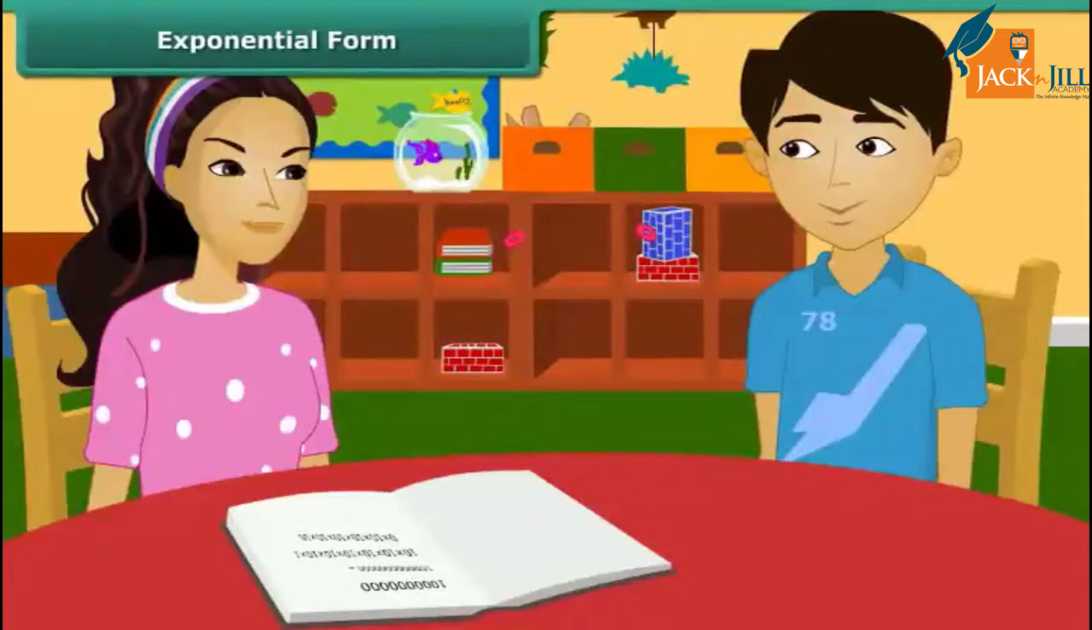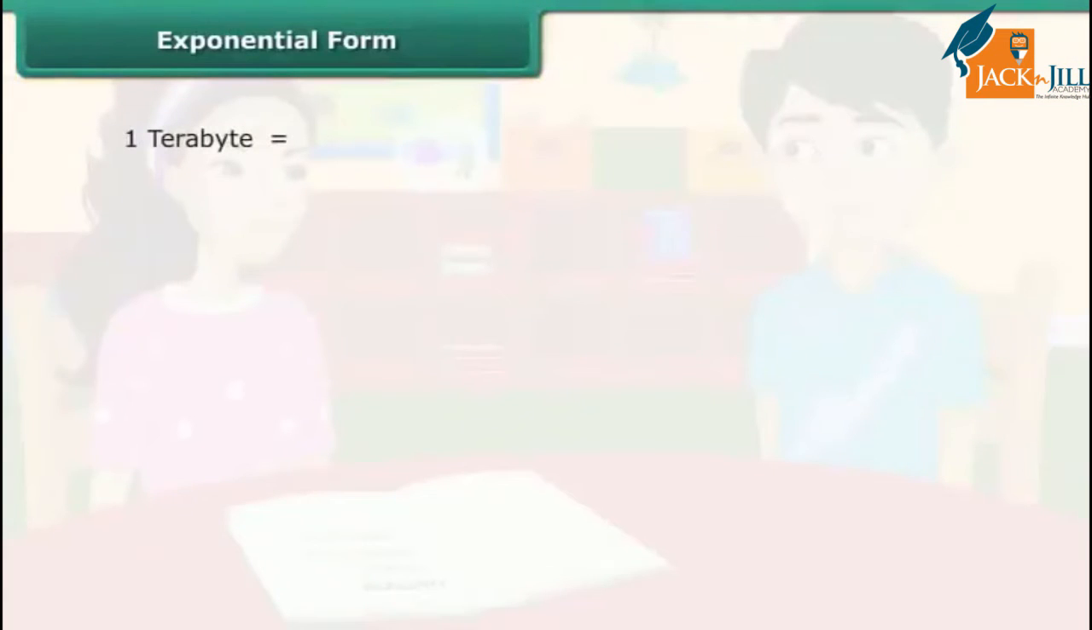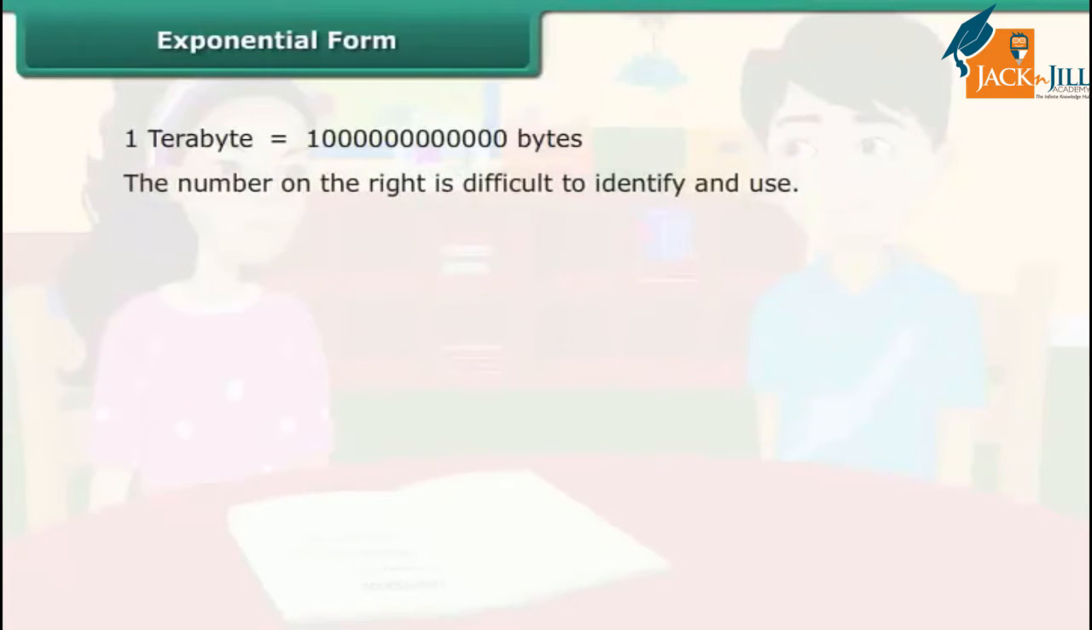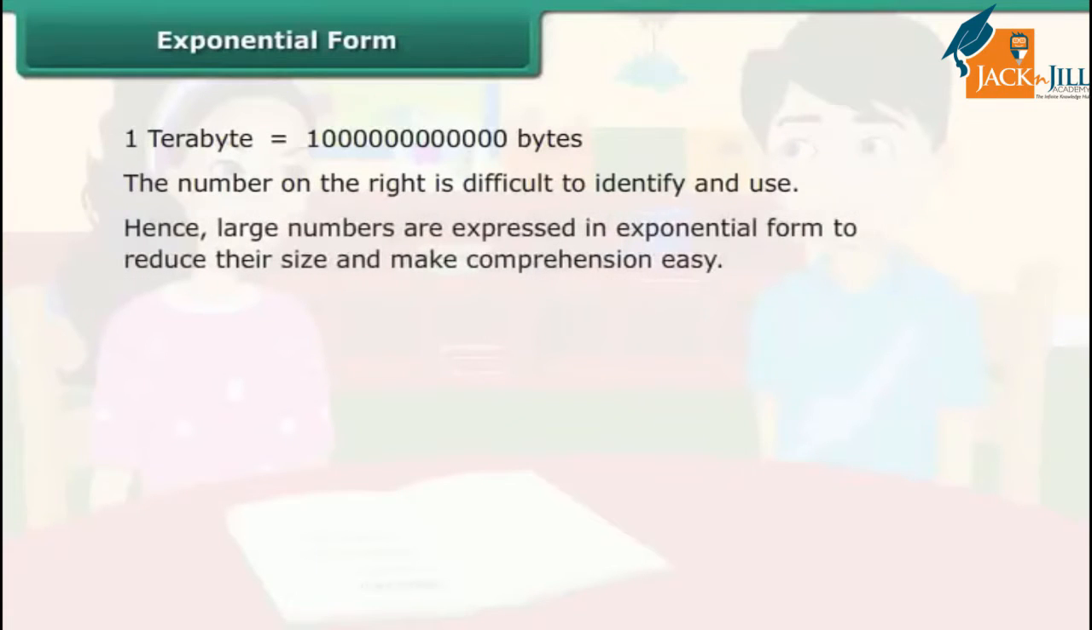Exponential form. You heard Dhruv tell Varsha that 1 terabyte is equal to 1 followed by 12 zeros bytes. When expressed so, the number on the right is difficult to identify and use. Hence, such large numbers are expressed in exponential form to reduce their size and make comprehension easy.